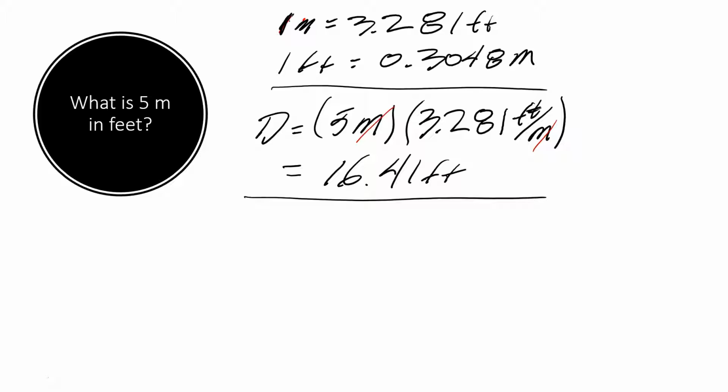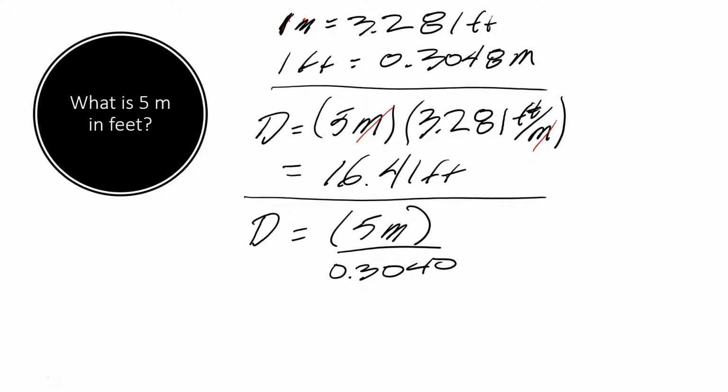Now let's just use the other conversion factor, the 0.3048 meters per foot. So in this case, we started off again the same way. D equals 5 meters. This time, remember we have meters and we want to go to feet. So to get them to cancel out correctly, we're going to have 1 over 0.3048. So what we're actually going to do, I'll write it this way, is divide by 0.3048 meters per foot.